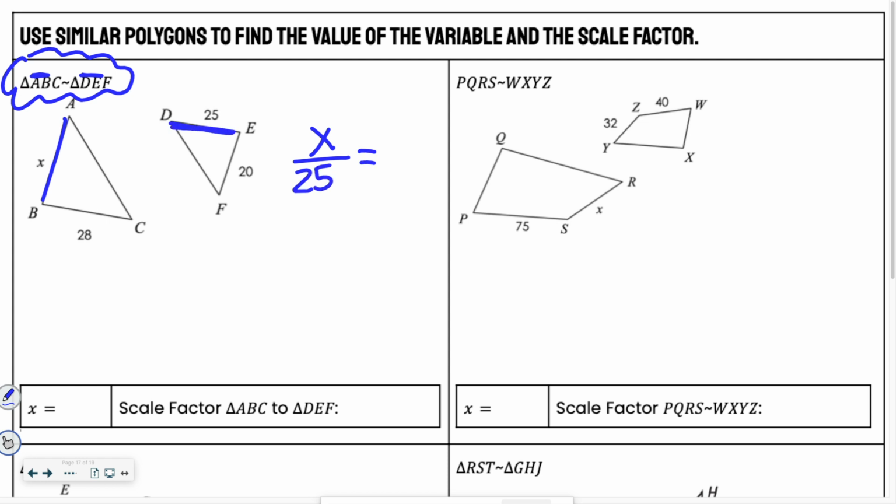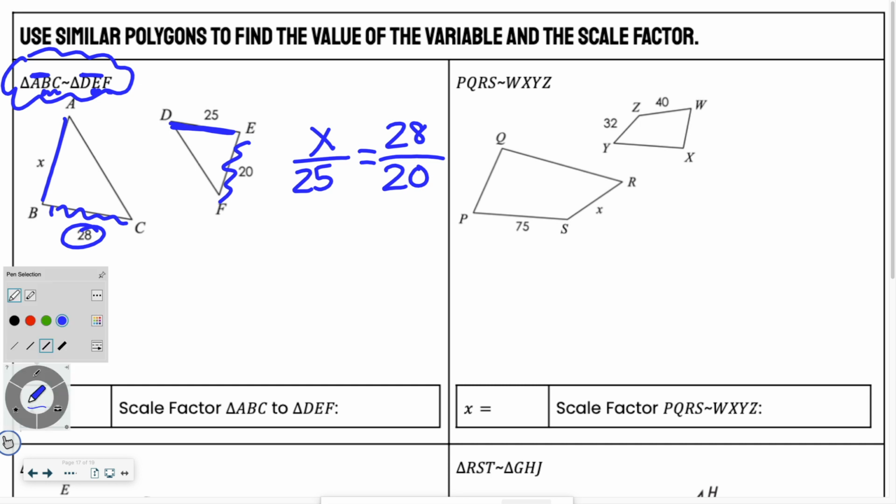This is equal to, now come back to the triangle you started with, 28 over, now BC matches EF, which is 20. There we go. And now you have a problem you were solving right before Christmas break, or winter break, excuse me. So we're going to cross multiply. Do our little butterfly method here. So we're going to have x times 20 is equal to 25 times 28.